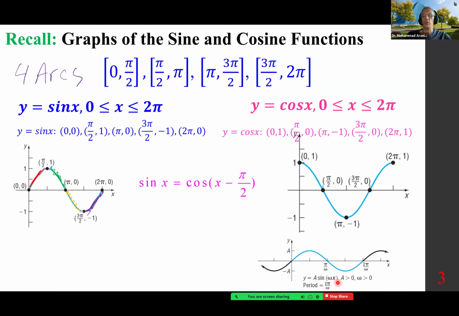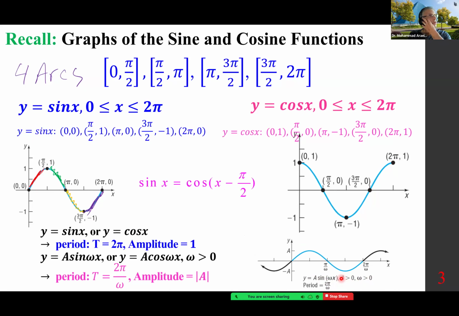Now y equals a sine omega x, where a is positive and omega is positive, has period 2 pi over omega. So in short, for sinusoidal functions, whether y equals sine x or cosine x, the period T is equal to 2 pi, and the amplitude is 1. For y equals a sine omega x or y equals a cosine omega x, where omega is positive, the period is T equals 2 pi over omega, and the amplitude is the absolute value of a. In these two cases, the coefficient of sine or cosine is 1. That's the amplitude.